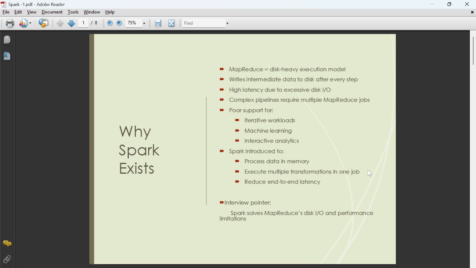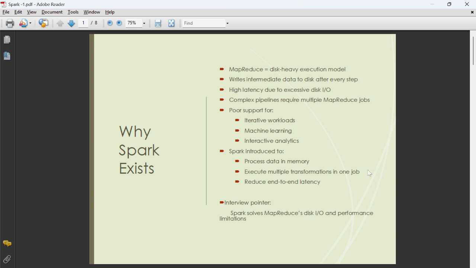In this video, I'm not going to teach Spark syntax, but I'm going to teach you the mental model of Spark: how Spark thinks, how Spark plans, how Spark executes. By the end of this video, you should be able to visualize Spark execution in your head and confidently explain Spark end to end in interviews. Let's start with the most important question first. Why does Spark even exist?